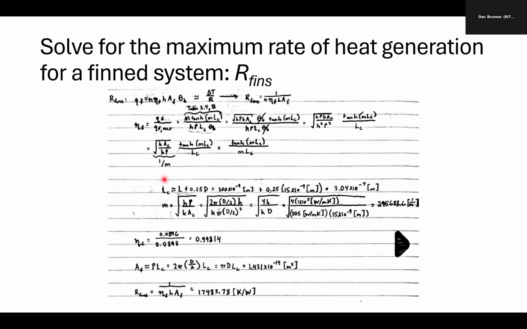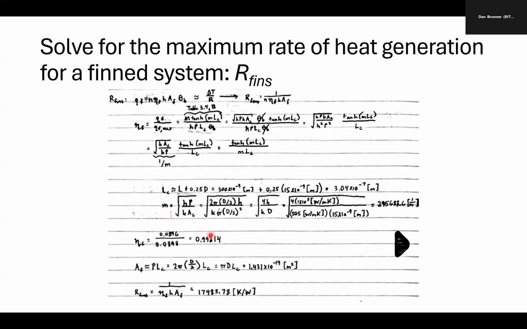And from our governing equation list, we can see that the characteristic length is about equal to the length of the fins plus 1/4 their diameter. Plugging in all those numbers, we get this small number for the characteristic length, which makes sense. Again, we can solve for m using this expression given near the tables. It's probably also written somewhere in your notes.